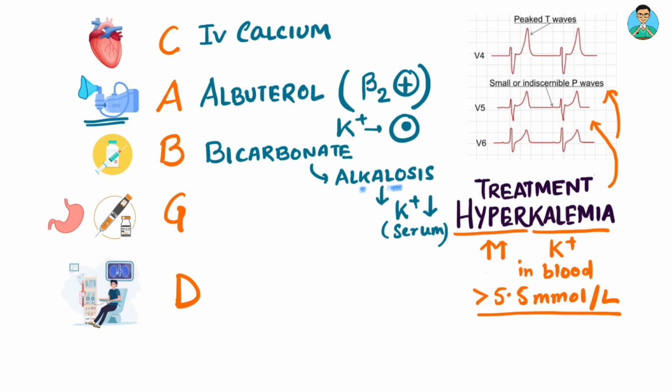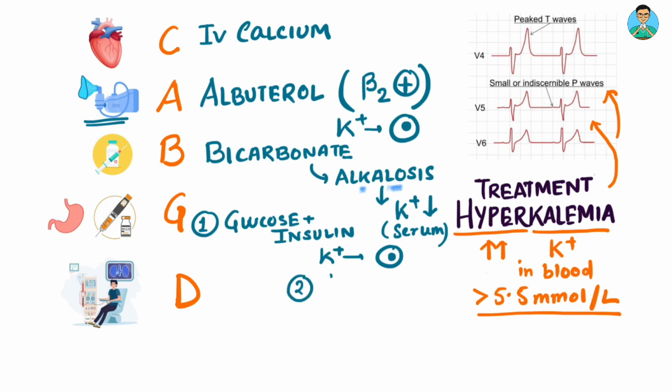Then we have G. G stands for two things. First, G stands for glucose plus insulin. We give glucose plus insulin to shift potassium within the cell. Actually, we want to give insulin. Insulin will cause shift of potassium within the cell, but at the same point of time, it will also cause glucose to shift within the cell. So as to prevent hypoglycemia, we also provide extra glucose with it.